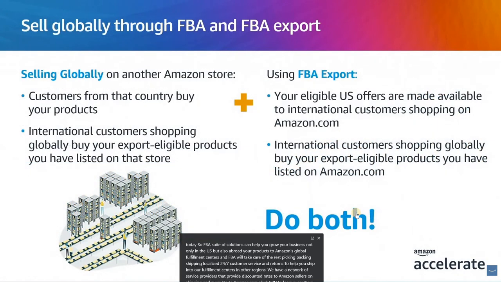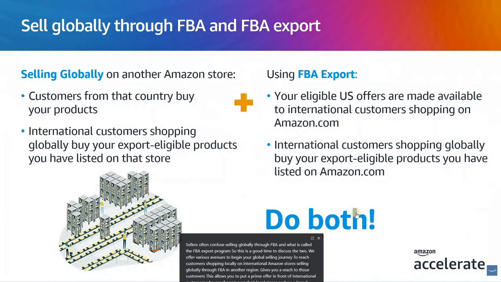Now, sellers often confuse selling globally through FBA and what is called the FBA Export Program. So this is a good time to discuss the two. We offer various avenues to begin your global selling journey. To reach customers shopping locally on international Amazon stores, selling globally through FBA in another region gives you reach to those customers. This allows you to put a Prime offer in front of international customers who are shopping on their local stores, such as a French customer who's shopping on the Amazon France store.